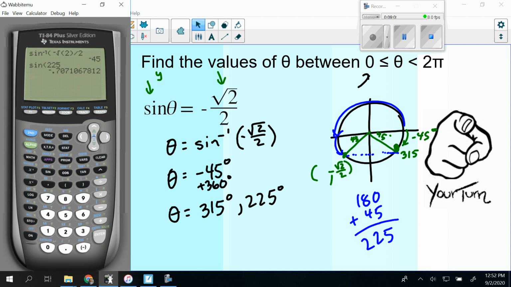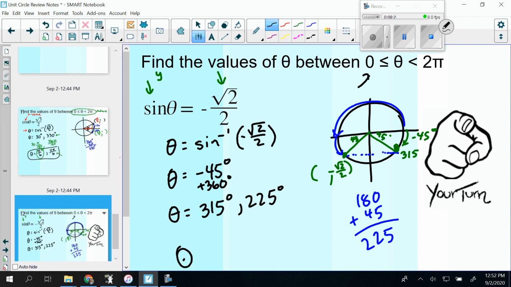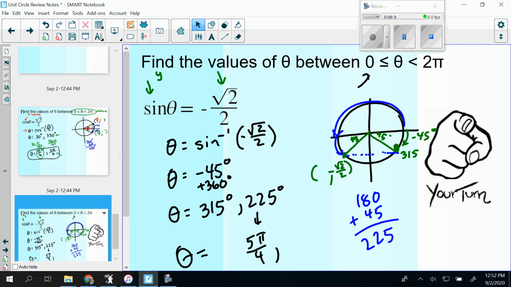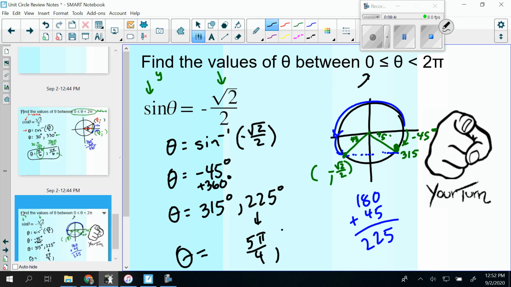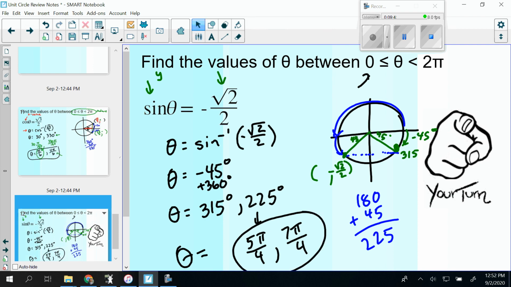Again, though, you got to convert them over. So if we did 225 over 180, because our conversion's pi over 180, and we see what this is as a fraction. One answer we get here is that this one's 5 pi over 4. Do the same thing with 315. And you can convert that. That's 7 pi over 4, so our two answers, or the two answers you should have gotten, are as follows.